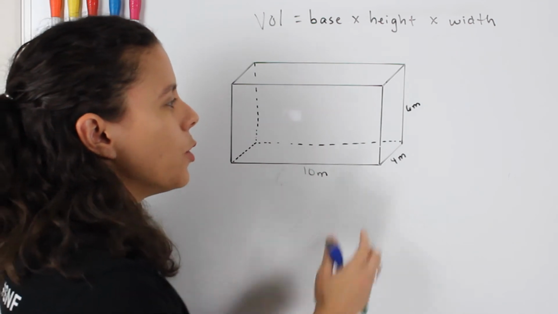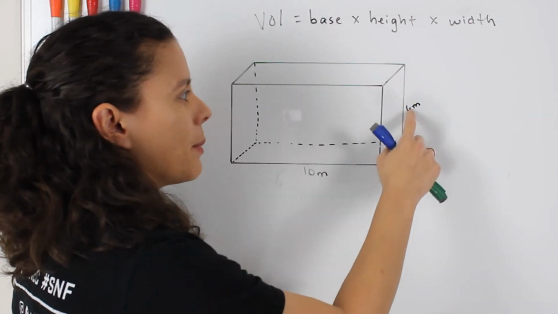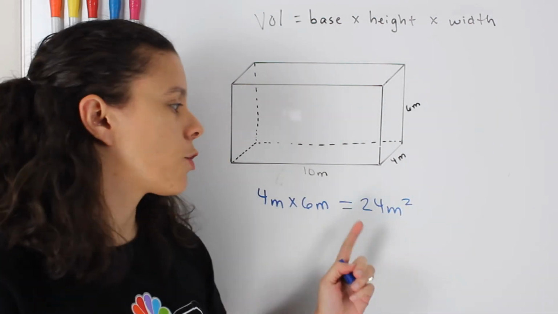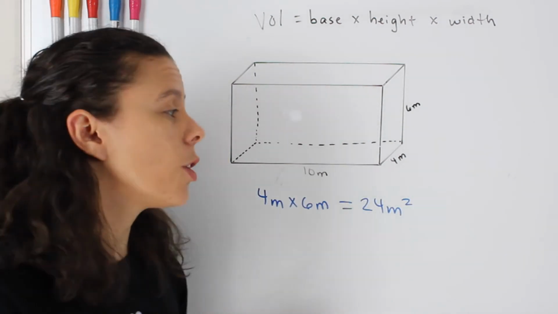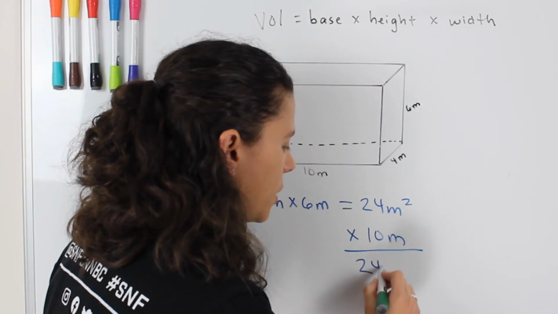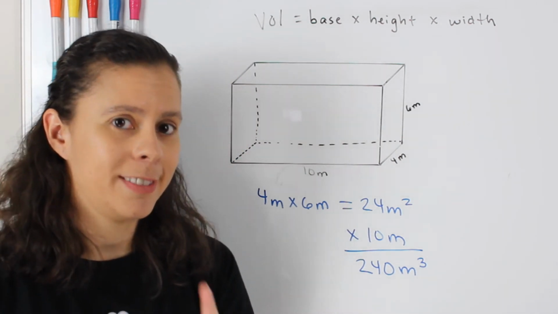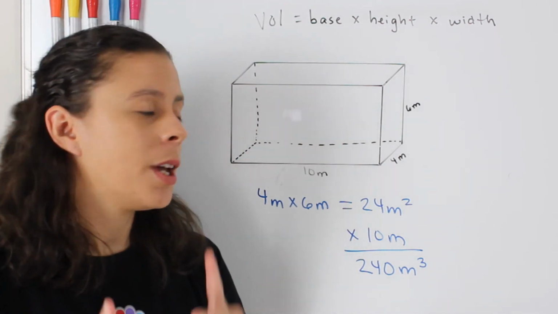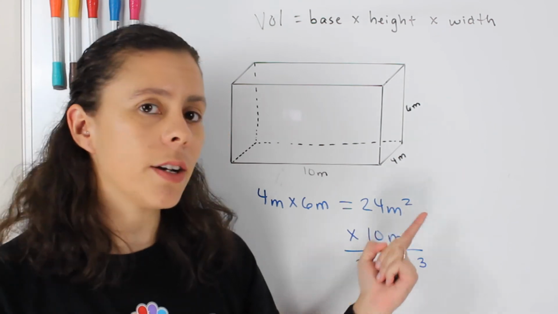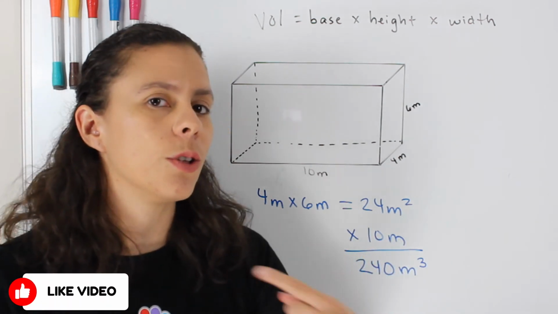So what we would do, in this case, if we're gonna follow the slinky model, is 4 times 6, which is 24 square meters. And then we're going to multiply by 10 meters. And that is going to give me 240 meters cubed. All right, cubed, because we have a meter squared times another meter. So this is going to be meters to the third power.